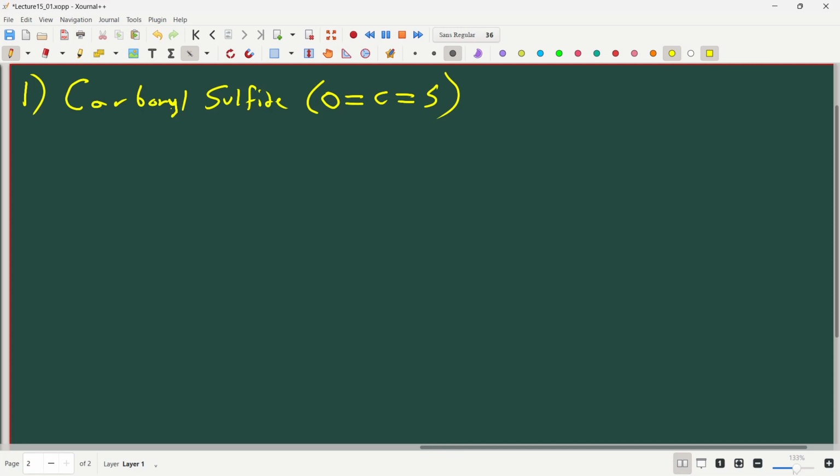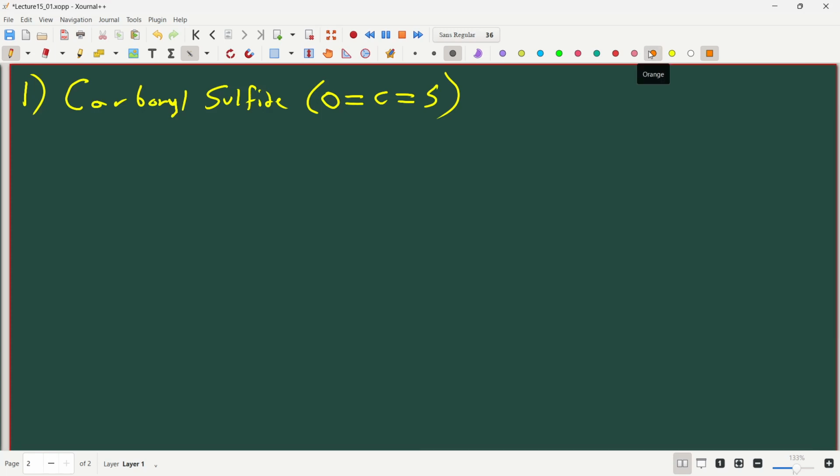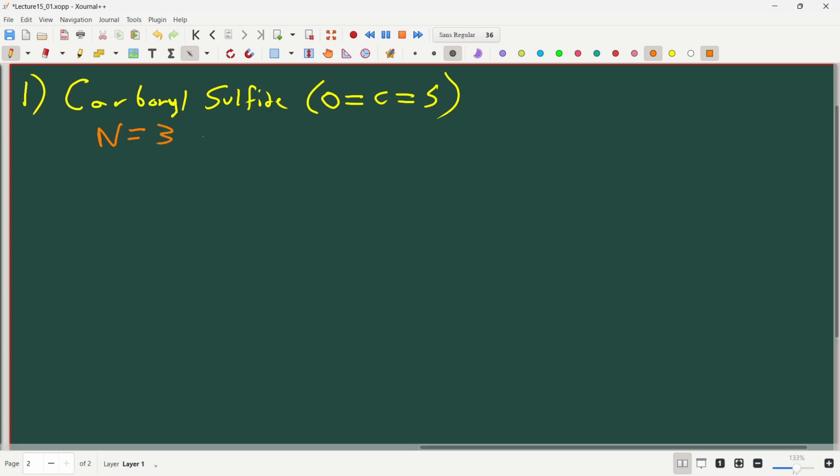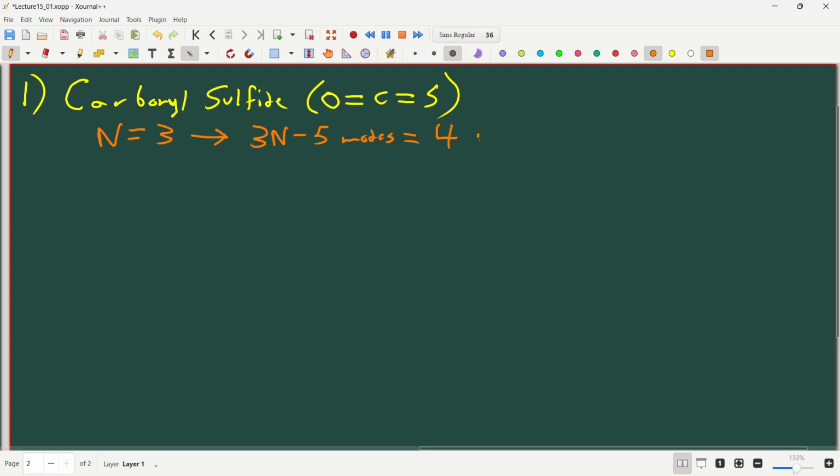All right, and OCS again has... let's calculate how many modes it has. Right, a very simple formula for that. There are 3 atoms, and because it's linear, we have 3n minus 5 modes. Right, and so n is 3 here, so that's 3 times 3 is 9, minus 5. So there are 4 modes, 4 vibrations.